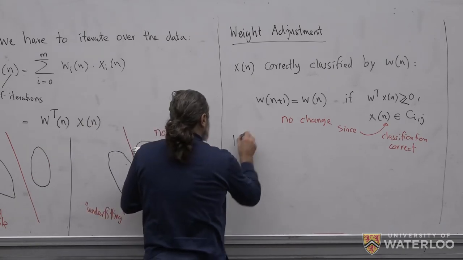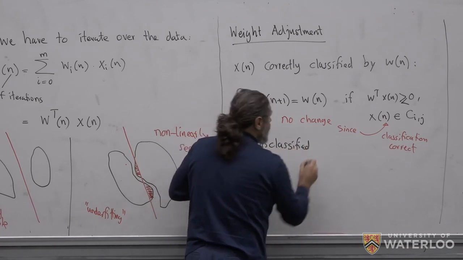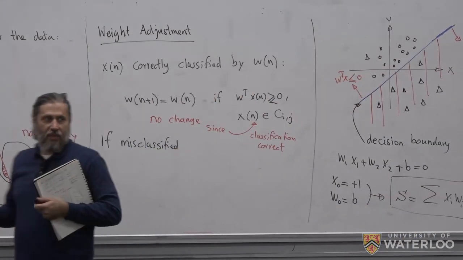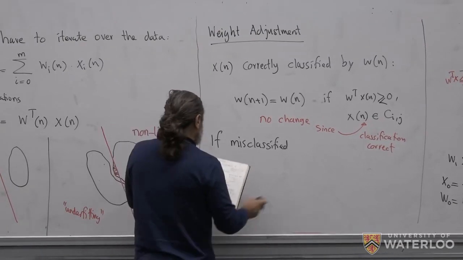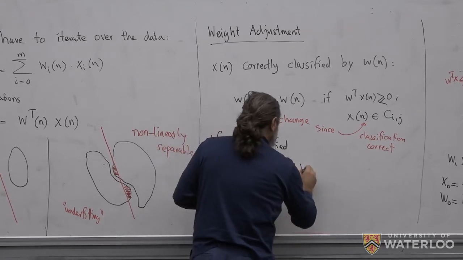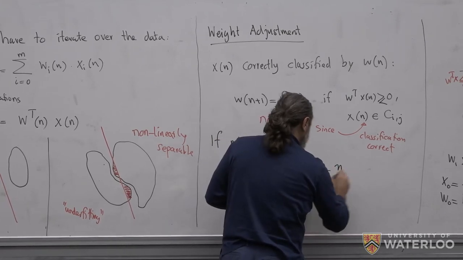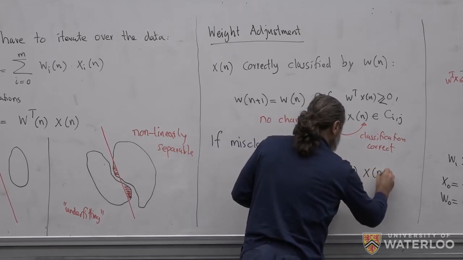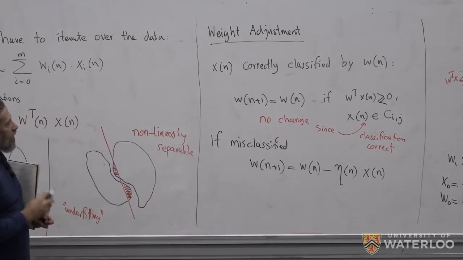So if misclassified, now suddenly I have a triangle here. If I have a misclassification, then I have to do something about it. If misclassified, then W n plus 1 is W n minus a learning rate eta as a function of my iteration times x of n, for the case that I'm misclassifying somehow.